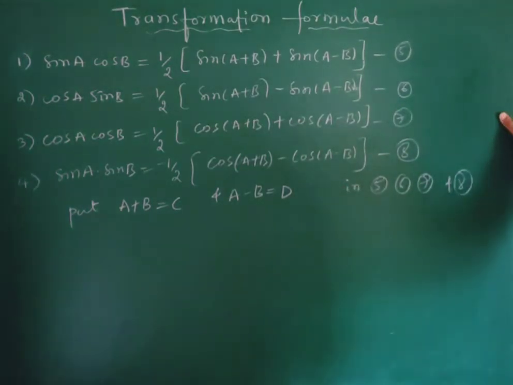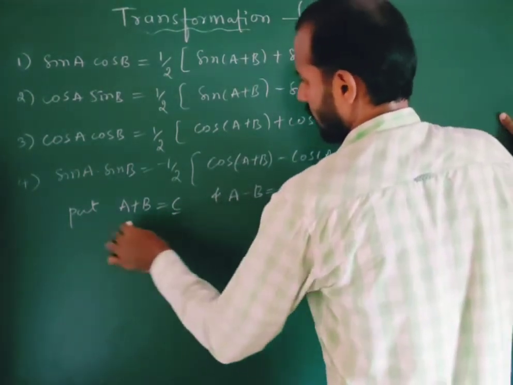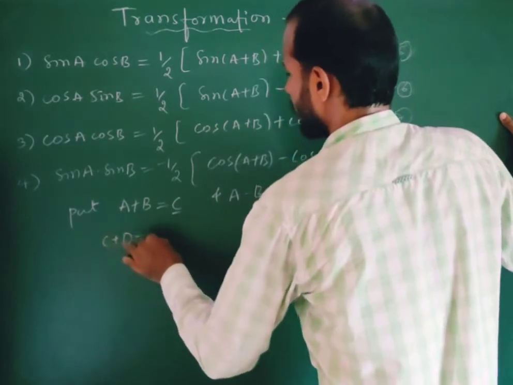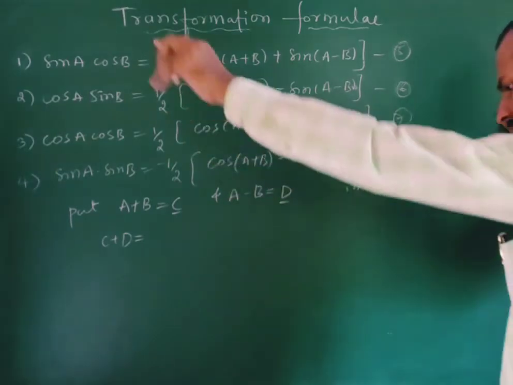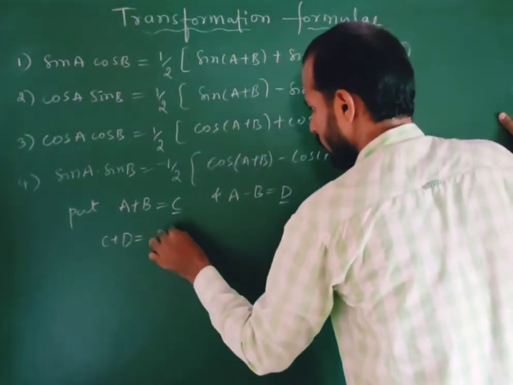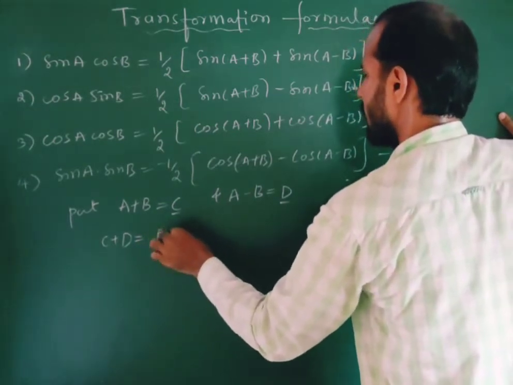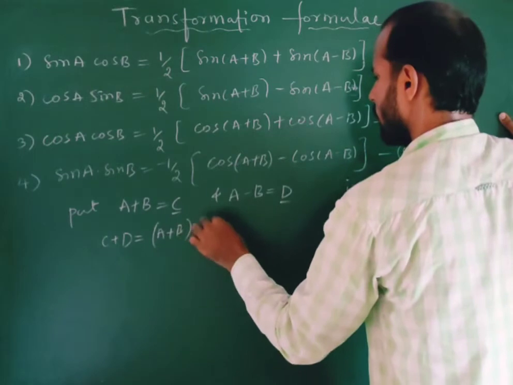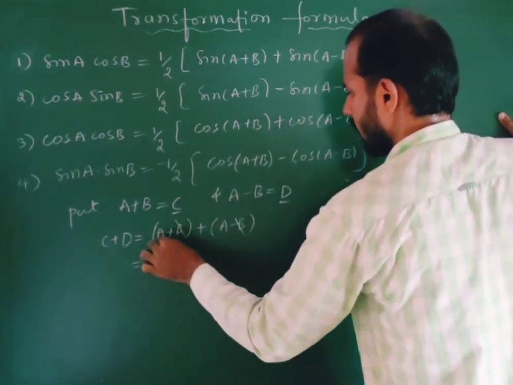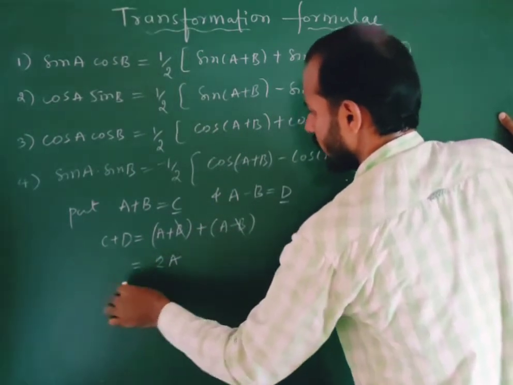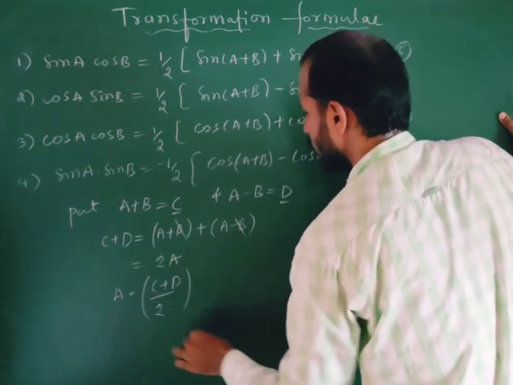Now what do we get here when we add? c plus d equals what? c plus d equals 2a. How? c is a plus b, plus a minus b. Therefore, b gets cancelled, a plus a is 2a. Therefore, finally, a equals c plus d by 2.